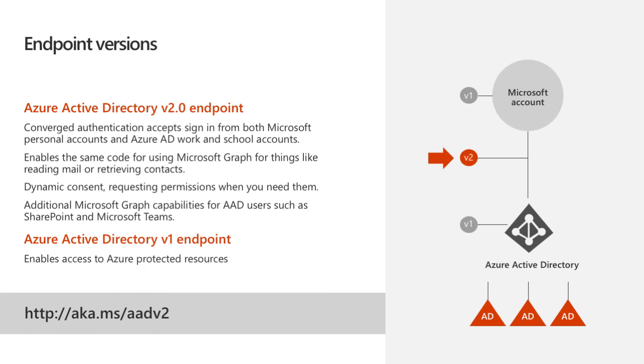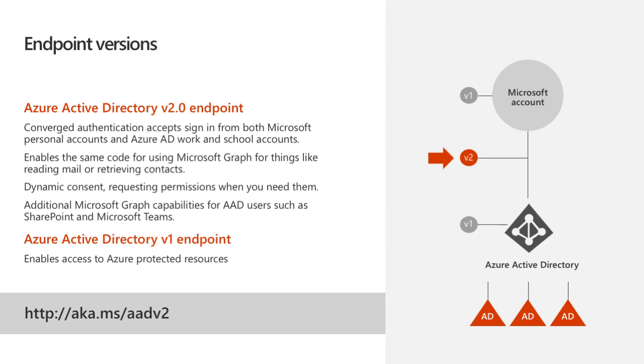Now, let's talk a little bit about these endpoint versions that are available to us. I already mentioned a little bit about the V1 endpoint, but let's talk more about the V2 endpoint here. The challenge with the V2 endpoint is that it does introduce some breaking changes to the protocols, and this is why it's called a V2 endpoint, because the protocol is different and requires new client library implementations.